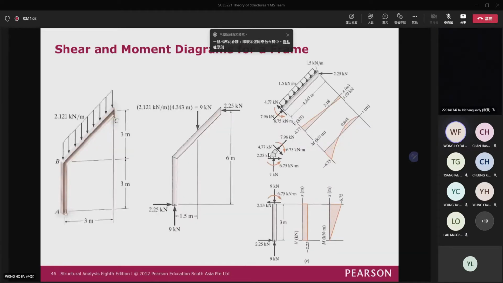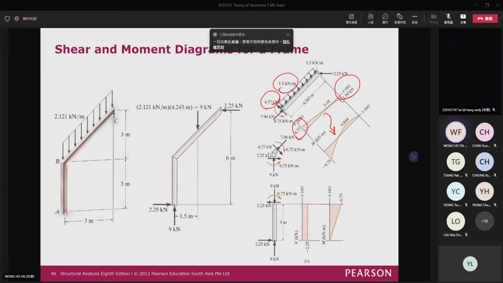Then, once we find the values at the ends of the member, we can draw the shear force diagram and the bending moment diagram respectively. And then here as well, we find the shear force 7.77 here, and then we have the distributed load here, and then we can find the values here. And then from the shear force diagram, we can find the bending moment diagram.